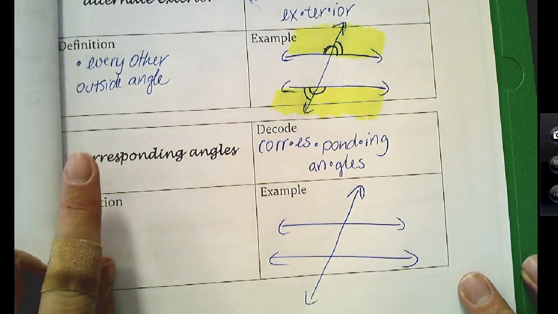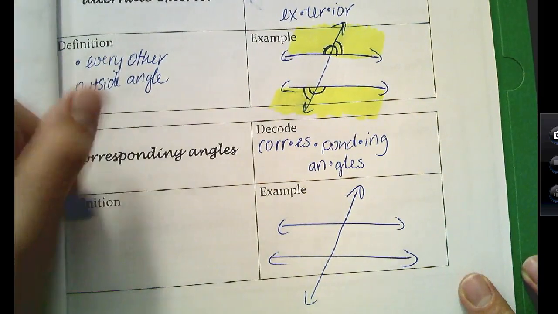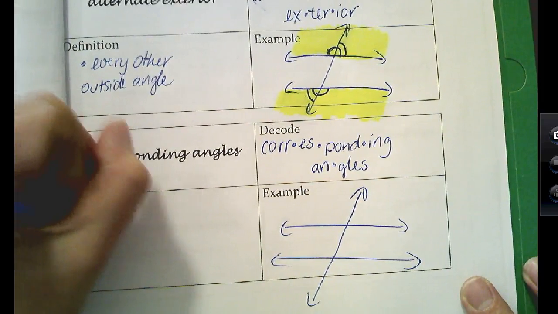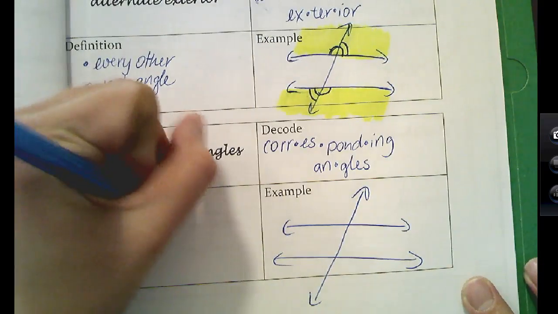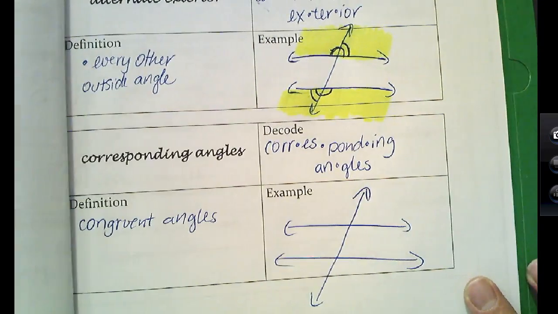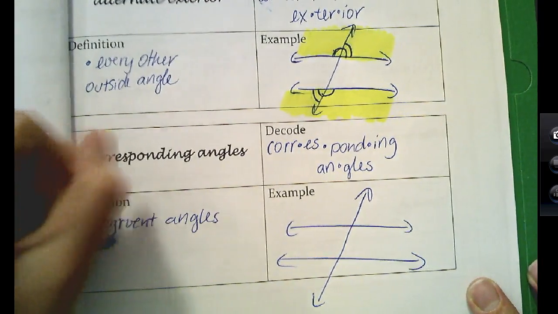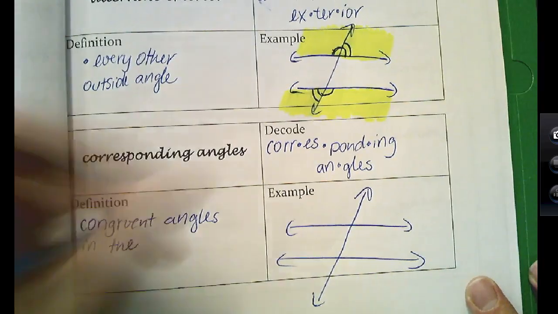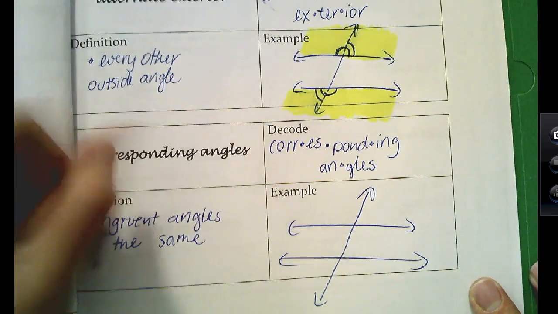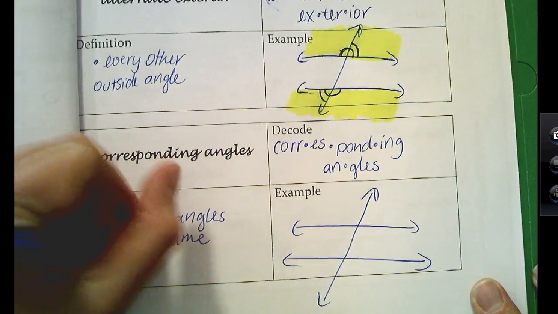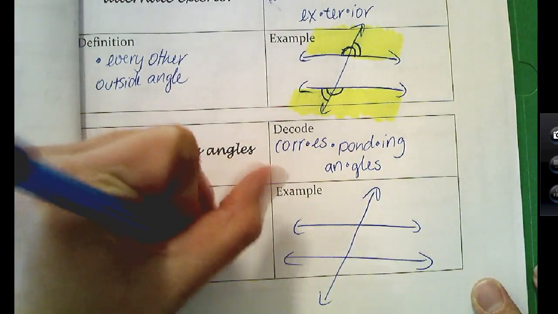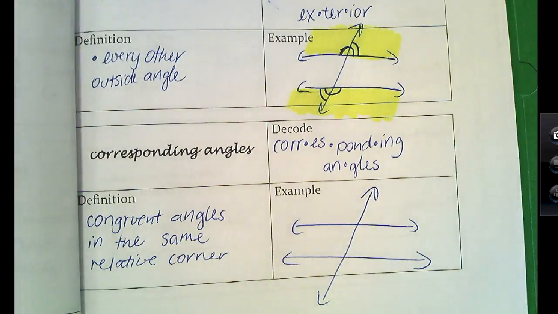So corresponding angles are congruent angles. What does congruent mean? They're the same size. Good. Congruent angles in the same relative corner. Yep, so they're going to be congruent.